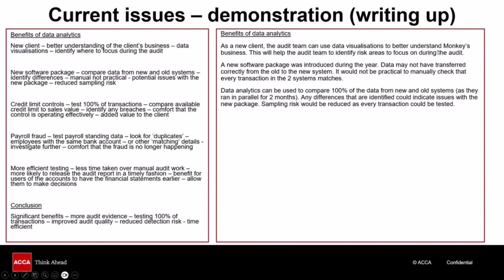So I'm saying it's not practical to manually check the two systems, and I can use data analytics to compare everything in the old and the new system. Anything that's different indicates issues with the new package. And look, I've explained what sampling risk is in my answer. Sampling risk would be reduced as every transaction could be tested. I've shown that I understand sampling risk in the way that I've written that answer.